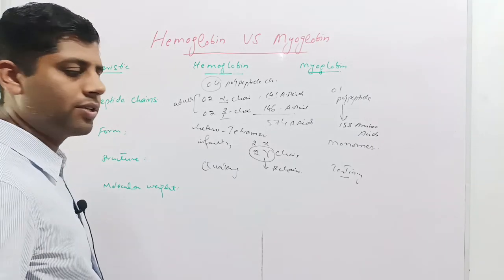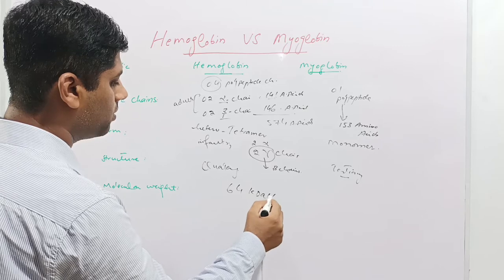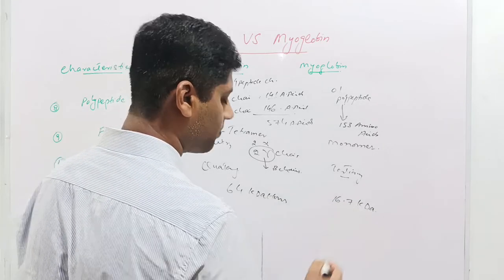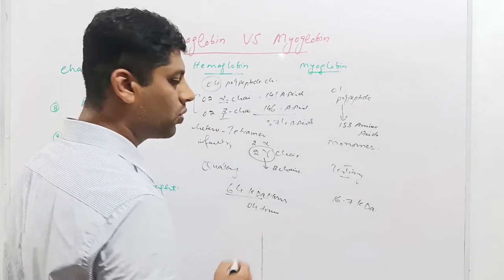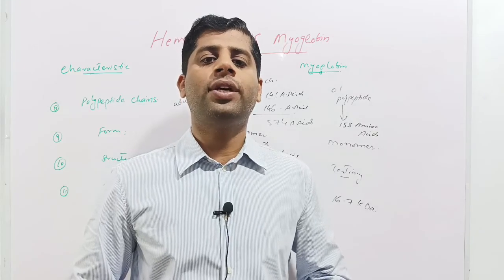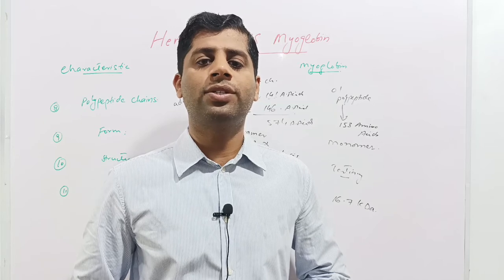Next is the molecular weight. The molecular weight of hemoglobin is 64 kilodaltons. The molecular weight of myoglobin is 16.7 kilodaltons. The weight of hemoglobin is 4 times higher than the myoglobin due to presence of 4 chains, while in myoglobin there is a single chain. It should also be kept in mind that each chain of hemoglobin or myoglobin comprises one iron atom and can bind to the oxygen molecule.